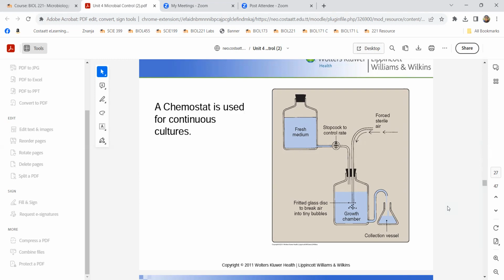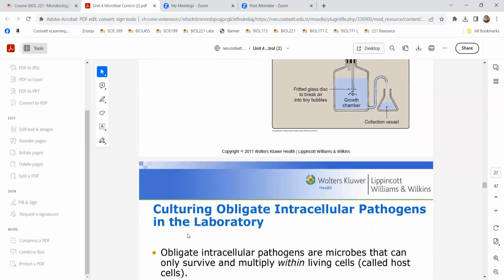In the chemostat, you have your organisms. You are providing your organisms with a controlled amount of nutrients, a controlled environmental atmosphere, temperature, etc., so that the organisms can continue growing in that growth chamber. And anytime you need a sample, you can just go and take a sample and carry out your test on it.